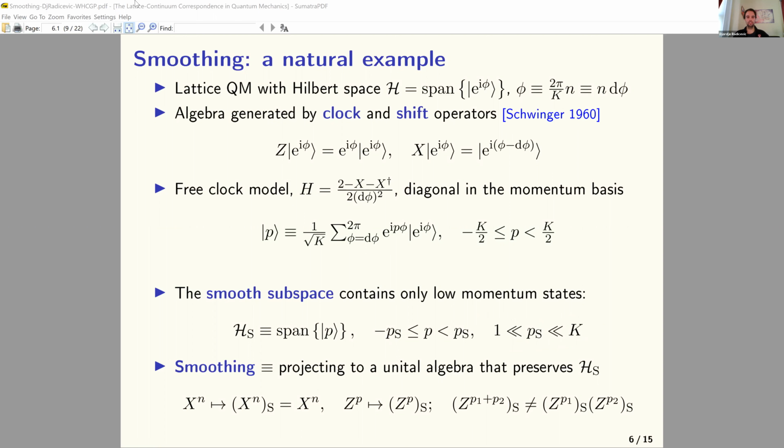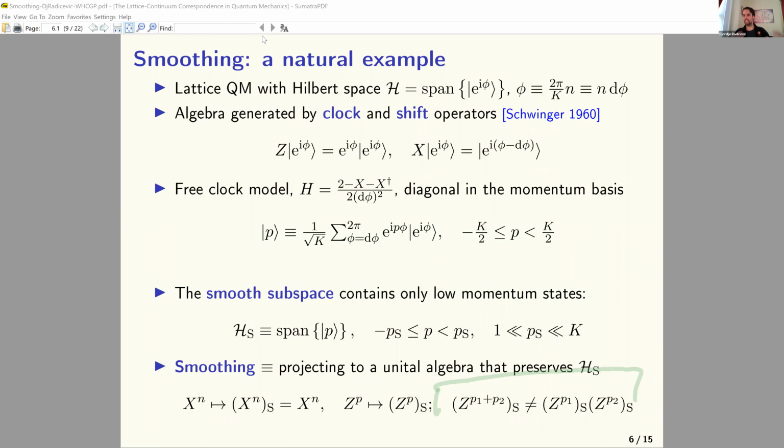So your projection to these smooth operators, the smoothness preserving operators, does not change any of the powers of x, the shift operator, but it does change z. It changes all powers of z in principle. And the important thing that I really want to stress is that it does not commute with taking the product of z's. So especially, for instance, if you take P1 equal to minus P2, you will see, on one hand, you will have the identity, which is obviously preserved under this smoothing. And on the other hand, you have two other operators which are not preserved.